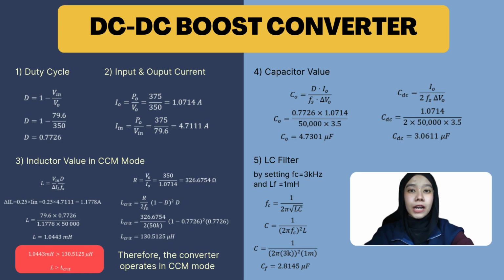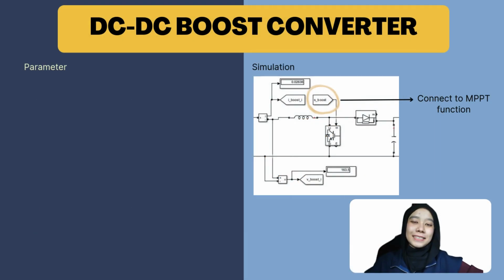Next, we need to find the input and output current, and after that, we need to find the inductor value. As we can see, our inductor value is bigger than L critical, which makes sure that the converter operates in the CCM mode, continuous conduction mode, and after that we can find the capacitor value. Our capacitor value is as stated in the slide, and next we have to find the LC filter. After finding all the parameters that we require for the DC-DC boost converter, we can insert it into the MATLAB simulation. This is the DC-DC boost converter in the MATLAB simulation. We're using all the parameters that we calculated before, and the one that I circled, which is stated as boost, is the one that we connect to the MPPT function, which I will explain in the next slide.